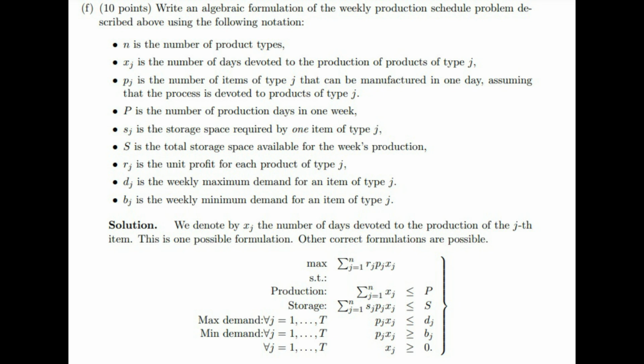Maximum demand: Pj Xj is less than or equal to Dj. Minimum demand: Pj Xj is greater than or equal to Bj, and Xj is greater than or equal to 0.